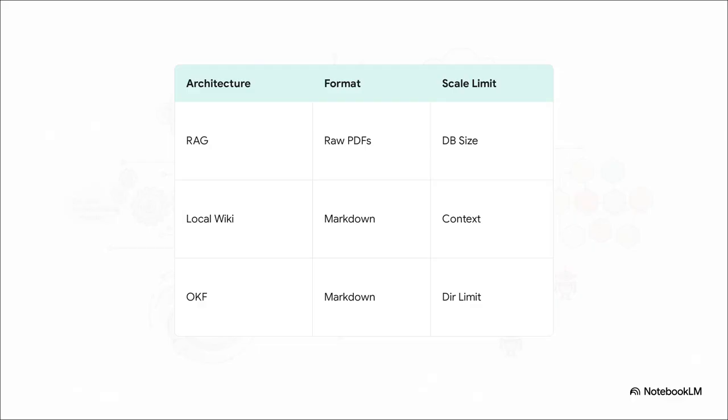Looking at this comparative analysis, the architectural trade-offs become pretty obvious. Now, stateless RAG scales highly based on database size, sure, but it carries a super high hallucination risk per query because of its isolation. A local compiled wiki is incredibly cheap, but bounded by context windows, and it can accidentally bake errors right into its notes.